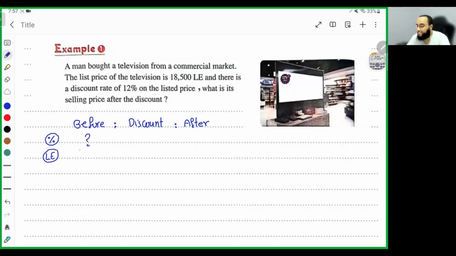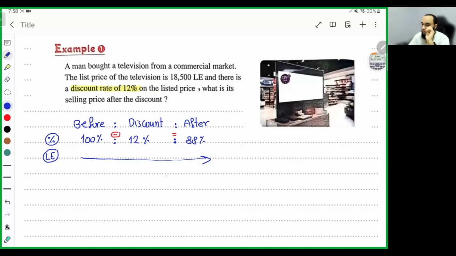Tell me, the percentage? Salman, the price of the television before the discount, the actual price, is always going to be 100%. What is the discount rate? He told you the discount rate in the question. 12%. Now, the discount: is it increasing the money or decreasing the money? Decreasing. Then you have to subtract them together. So 100 minus 12 is 88. 88%. That's it.